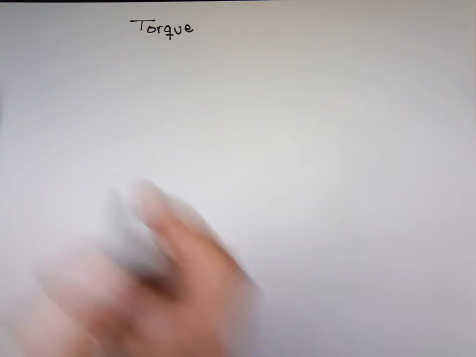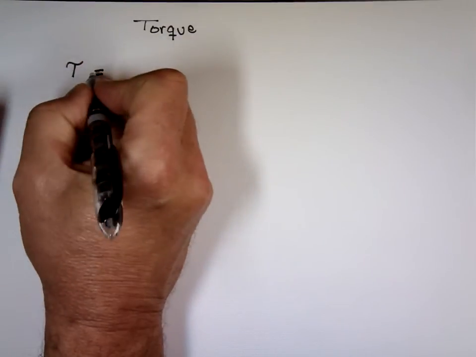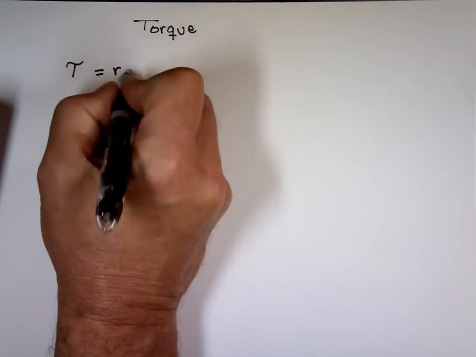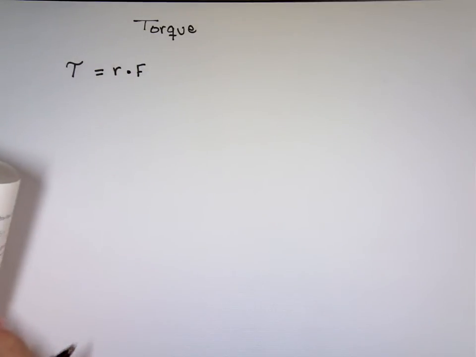Torque is really a force that creates or causes rotation. That's what a torque is. And the equation for torque, we use T or tau, whatever you want to call it. It's R times F. What does that mean? R times F.